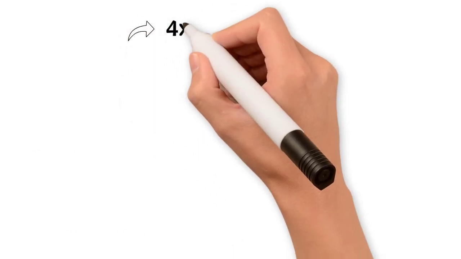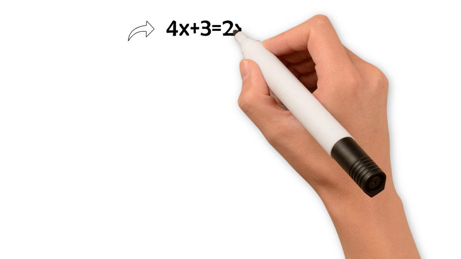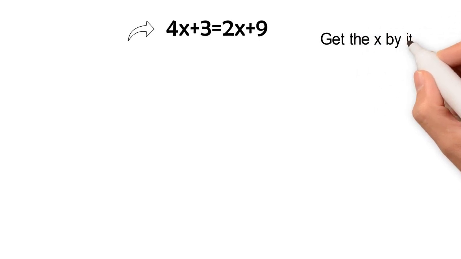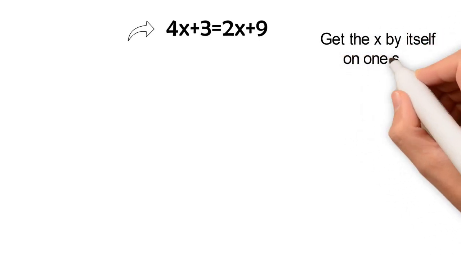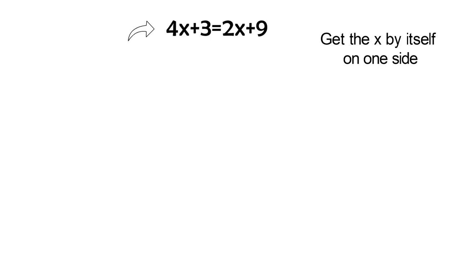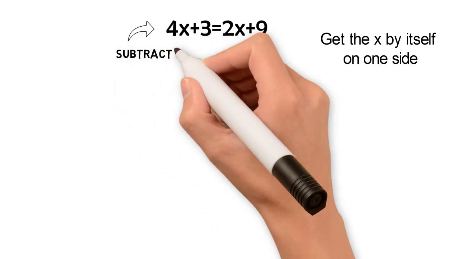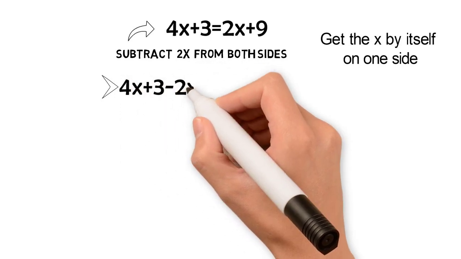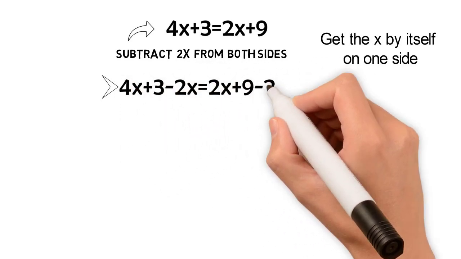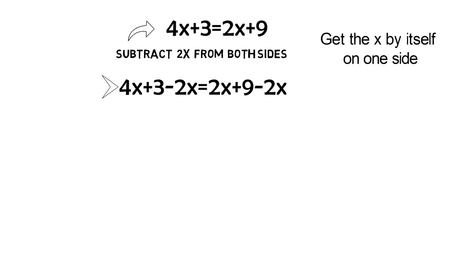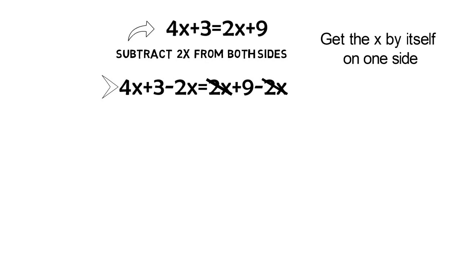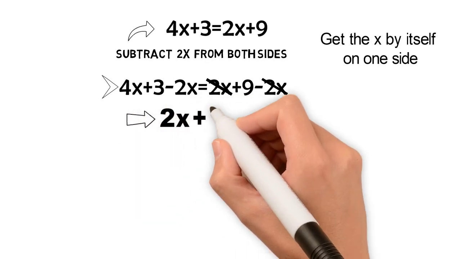Another example. Solve 4x plus 3 equals 2x plus 9. Here we've got variables on both sides, but the idea is to get the x by itself on one side. To do that, first we can subtract 2x from both sides. So 4x plus 3 minus 2x equals 2x plus 9 minus 2x. This wipes out or cancels the x term from the right side of the equation and simplifies to 2x plus 3 equals 9.